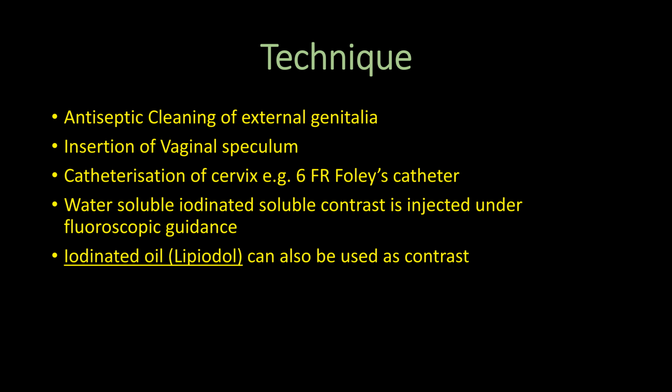After antiseptic cleaning of the external genitalia, the vaginal speculum is inserted. Then catheterization of the cervix is done, preferably by a 6 Fr Foley catheter. The catheter should reach the internal os of the cervix, and the cannula is connected to a syringe through which 5 to 10 milliliters of an iodinated soluble contrast is injected under fluoroscopic guidance, and then skiagrams are taken.